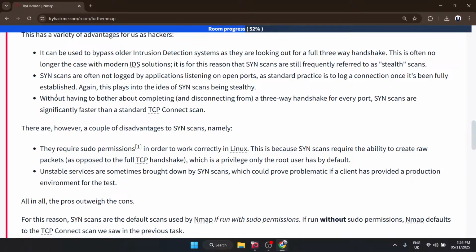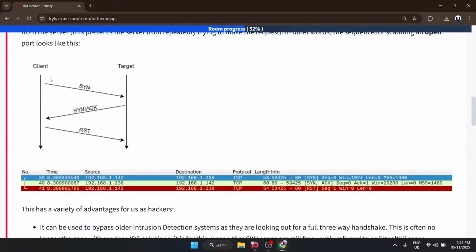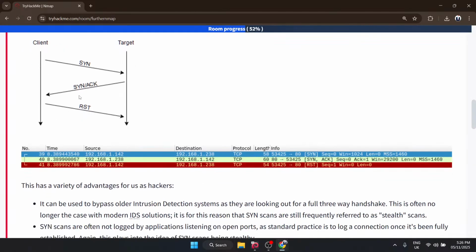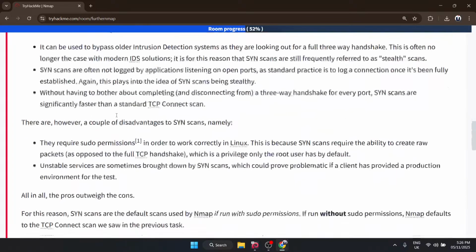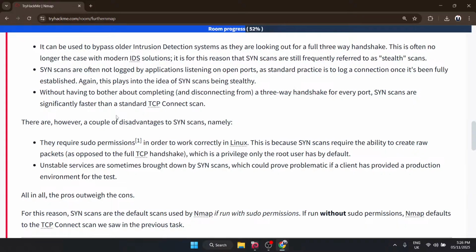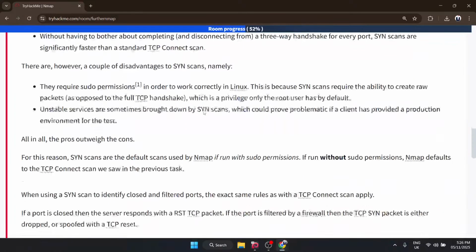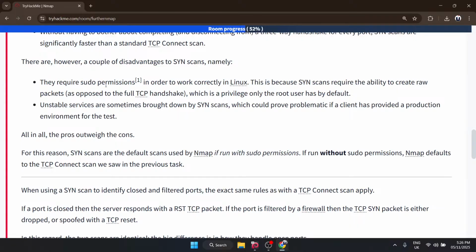So that's why it's also stealthy. And without having to bother about completing and disconnecting from a three-way handshake for every port, SYN scans are significantly faster than a standard TCP connect scan. Why is it faster? Because they just have to send the SYN, then the SYN-ACK will come, then the reset will go. So it's a bit faster than SYN, SYN-ACK, and acknowledgement. It already knows that it has to send the reset packet. This is much faster than TCP scanning, and they require sudo permission.